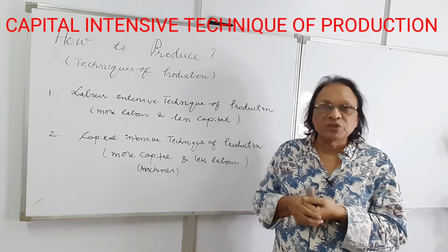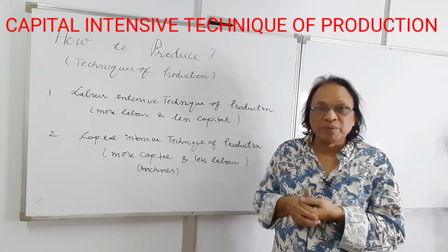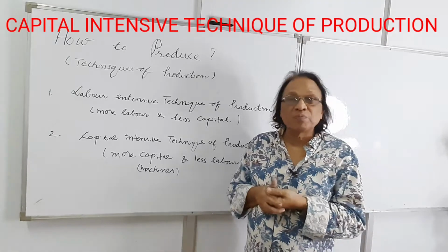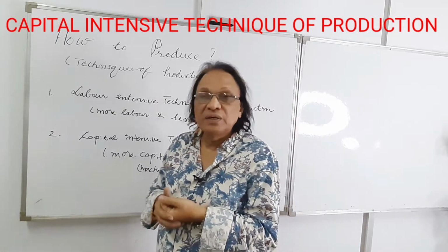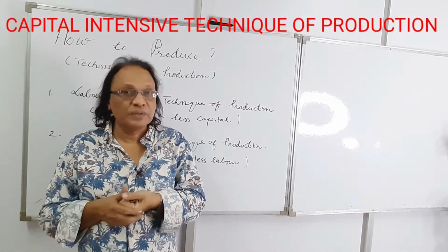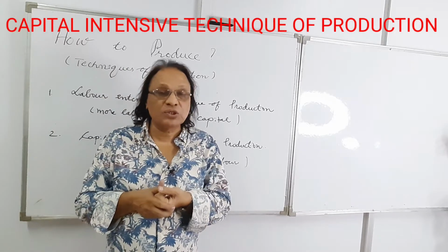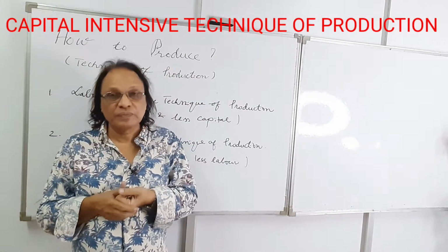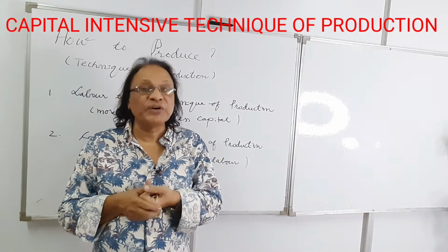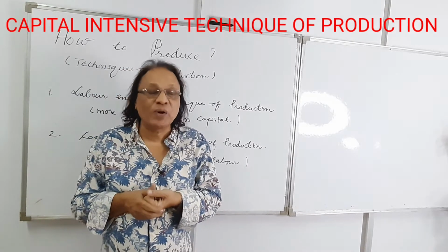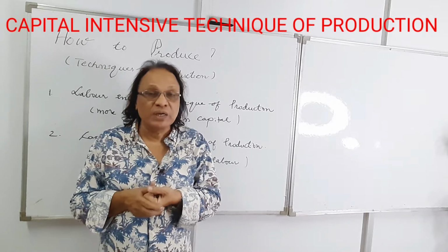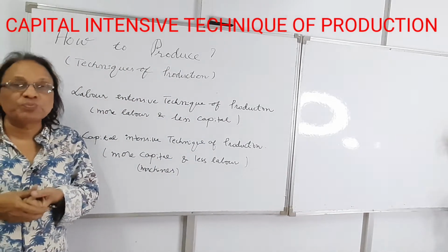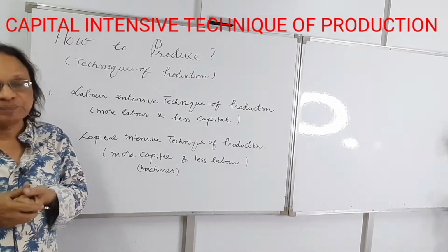So let's come to this central problem with a detailed study. The second central problem of an economy is how to produce. The economy has to choose between the two techniques of production. For any economy, there are two techniques available. One is the labor-intensive technique of production. Under the labor-intensive technique, the economy uses more labor and less capital.